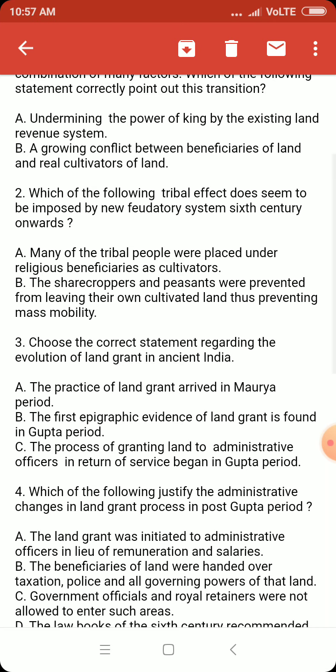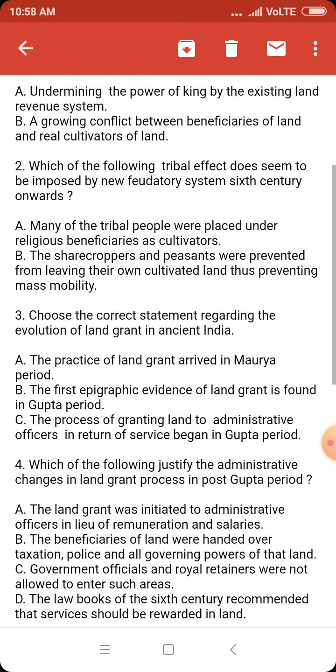Option B, a growing conflict between beneficiaries of land and real cultivators of land. This is also correct, because when a particular person became the owner of land with some kind of immunities, he began to control the cultivators of land. Though the landowner was not the real cultivator, he controlled the whole area of land. In this way, we have seen a conflict between the beneficiaries of land and the real cultivators of land, and both these aspects are related with feudalism, which is an integral factor of medievalism. So both the options are correct.